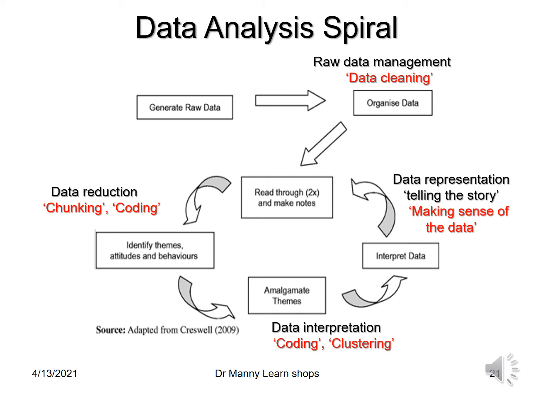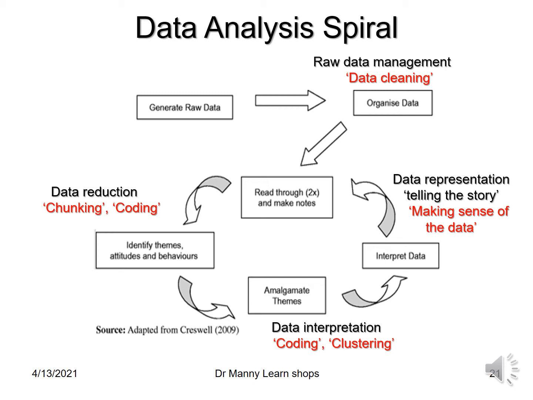This is the data analysis spiral, which was adapted from Creswell, 2009. Basically what it means is you've got raw data management, data cleaning. This is where you organise raw data, or this is sometimes referred to even as open coding. All terms that you need to become familiar with if they're important to your research project.